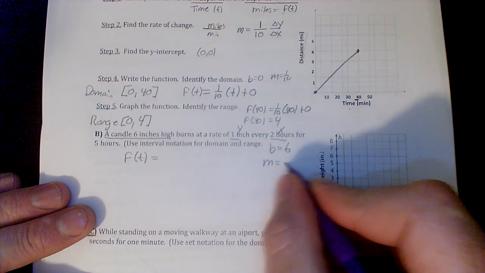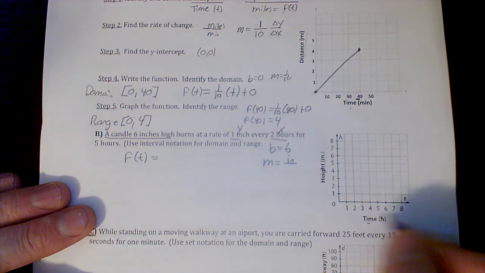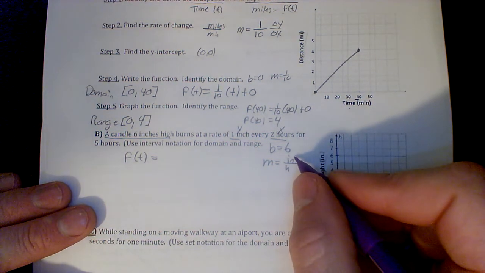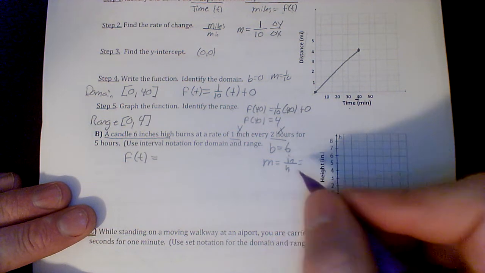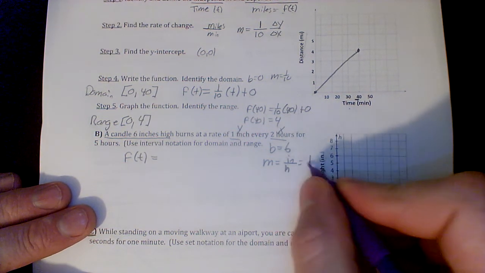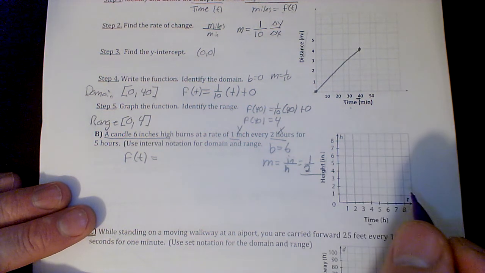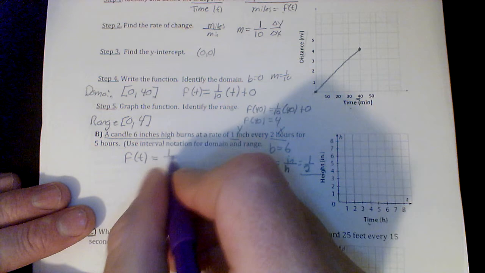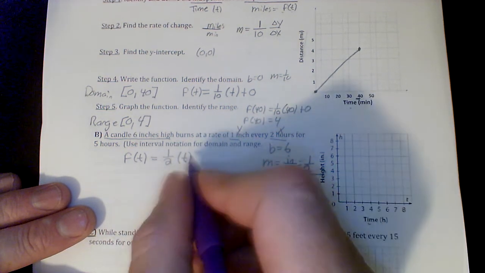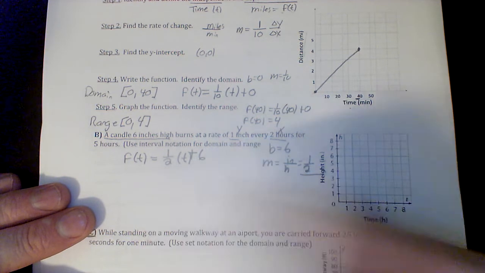My slope is going to be change in y, inches, over change in x, output over input, however you want to do it. It looks like I change 1 inch every 2 hours. So there's my slope. A function of time is my slope, 1 inch every 2 hours, multiplied by how much time takes place, plus my y-intercept, which is 6. I wrote that kind of bad. That should say plus 6 down here.